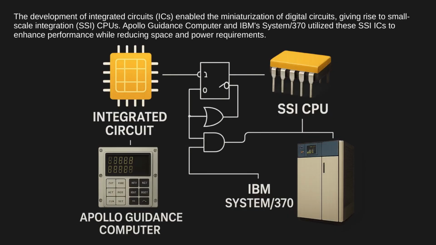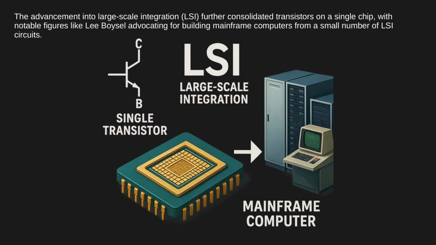The development of integrated circuits, ICs, enabled the miniaturization of digital circuits, giving rise to small-scale integration, SSI, CPUs. Apollo Guidance Computer and IBM's System 370 utilized these SSI ICs to enhance performance while reducing space and power requirements. The advancement into large-scale integration, LSI, further consolidated transistors on a single chip, with notable figures like Lee Boyce advocating for building mainframe computers from a small number of LSI circuits.